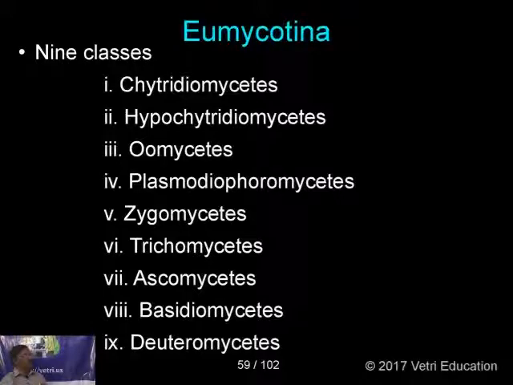Chytridiomycetes, Hypochytridiomycetes, Oomycetes, Plasmodiophoromycetes, Zygomycetes, Trichomycetes, Ascomycetes, Basidiomycetes and Deuteromycetes. Deuteromycetes is called the imperfect fungi, because there is no sexual reproduction. So these are the classes that you have to learn, and let us see the characteristics of each class.